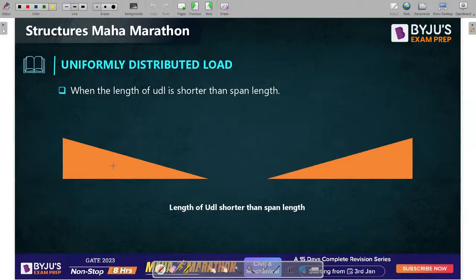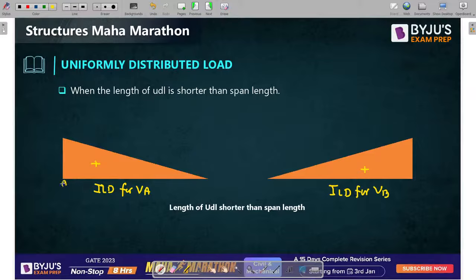Now you already know that, guys, this is the ILD. This is the ILD for VA, yes or no? And this is the ILD for VB. This is the ILD for VA, this is the ILD for VB. Now tell me, guys, what should be the location? Listen very carefully, then only you can understand. What should be the location of your UDL so that the maximum value of VA can be developed? Tell me, guys. You know what is head, what is tail.